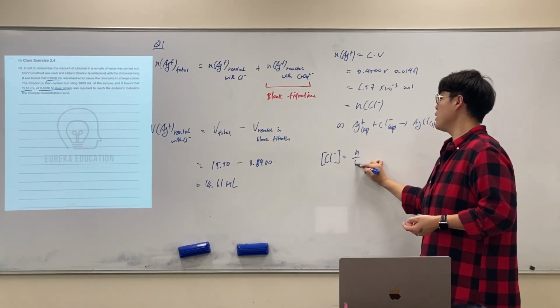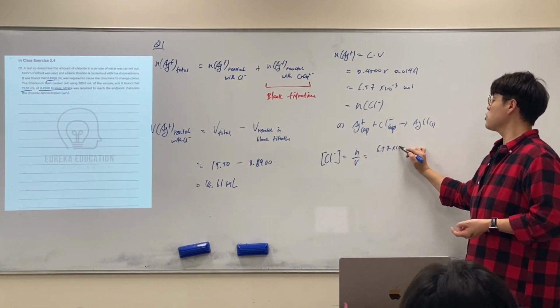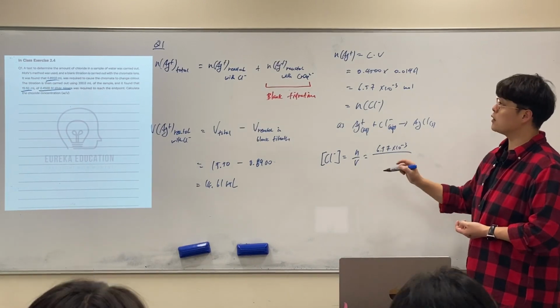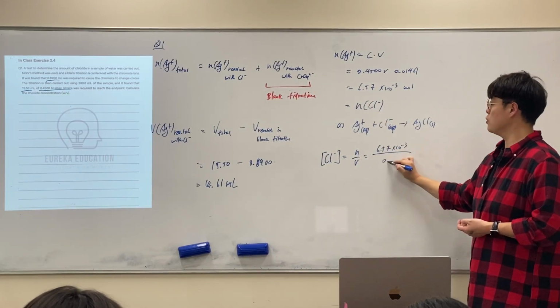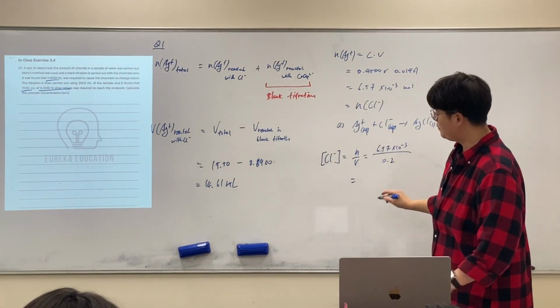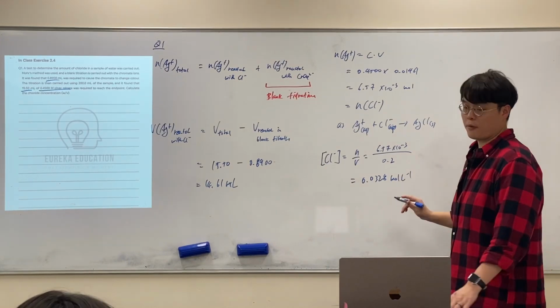Concentration can be found by N over V, which is what? 6.57 times 10 to the power of minus 3, divided by the volume, which is what? Given that it's in 200 mL, so 0.2. Therefore, you get 0.0328 mole per liter in 3 significant figures.